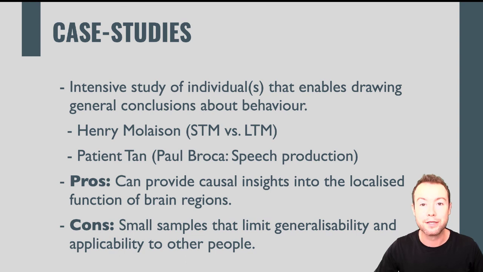Now, one of the strengths of taking this approach is that it can provide causal insights into the localized function of different brain regions. If you realize that a particular patient or a group of patients have injuries to a specific region, and this consistently leads to an impairment in a specific cognitive process, for example, speech or processing movement, or some other sort of visual processing, then we can be pretty confident that that region is causally responsible, centrally involved in the process that becomes impaired.